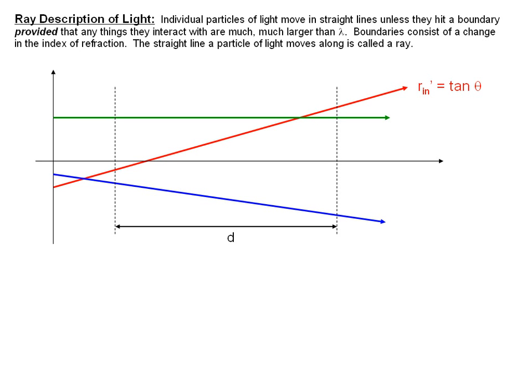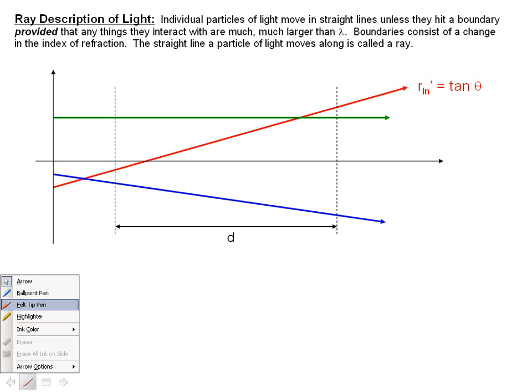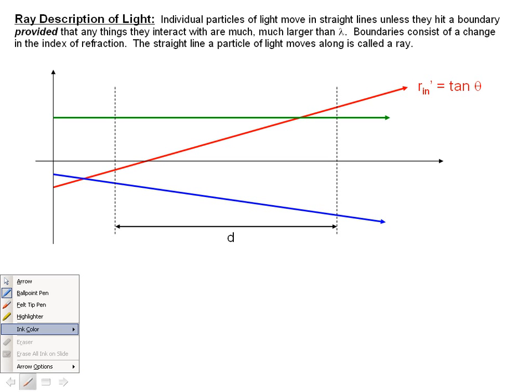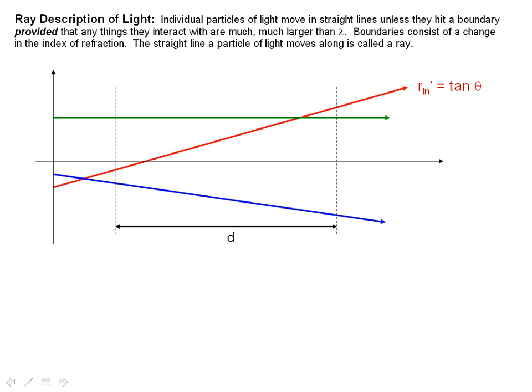And a boundary, of course, is defined to be any surface where there's a change in the index of refraction. It's called the ray description because a ray is a geometric line, and it's the straight line the particle of light is going to move along. Now, if you remember from way back in elementary school or high school, we have an equation that describes lines.